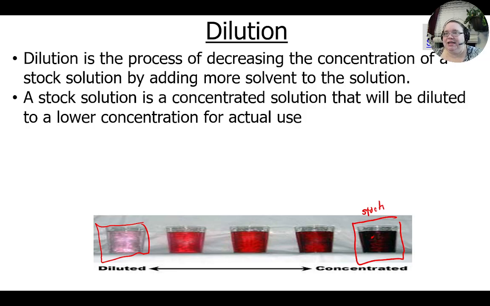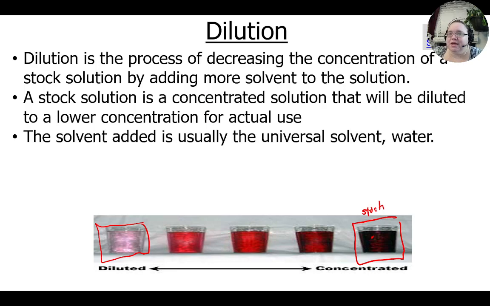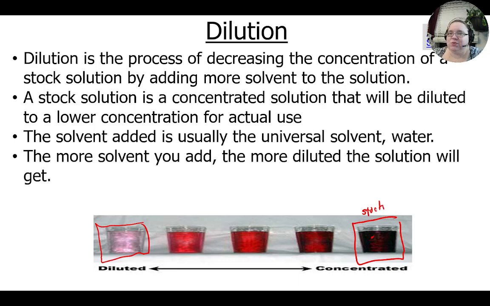Now, a stock solution, as I said, is a concentrated solution that you end up diluting. Water's your universal solvent. The more water you add, the more diluted your solution's going to get. Thinking about apple juice, if I'm diluting it, I'm eventually going to get to a point where I'm not going to be able to taste the apple juice anymore if I add too much water. If I take a gallon of water and add half a cup of apple juice, I'm not going to be able to really taste that apple juice because it's a lot of solvent with a little bit of that concentrated solution. So it's very, very diluted.